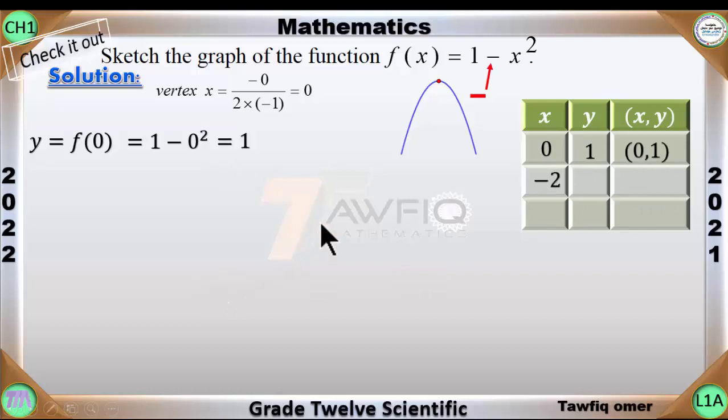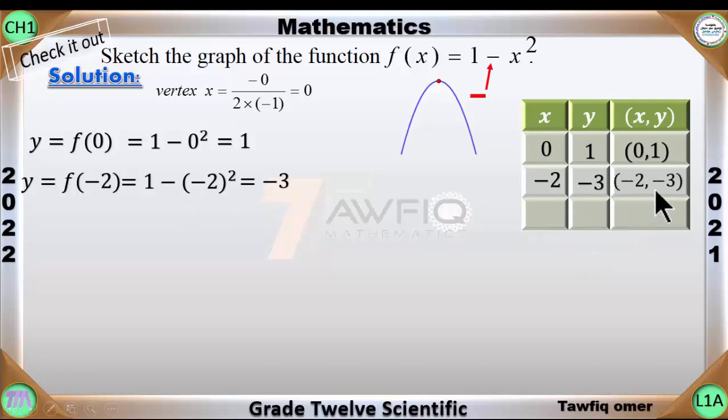And now we must take another point. Let x be minus 2. y equal f of minus 2 equal 1 minus minus 2 square. Minus 2 square is 4. 1 minus 4 is minus 3. Then y is minus 3. A new point is minus 2, minus 3. Let x be 2. Then y equal f of 2, which equal 1 minus 2 square. 2 square is 4. 1 minus 4 is minus 3. Then the new point is 2, minus 3.